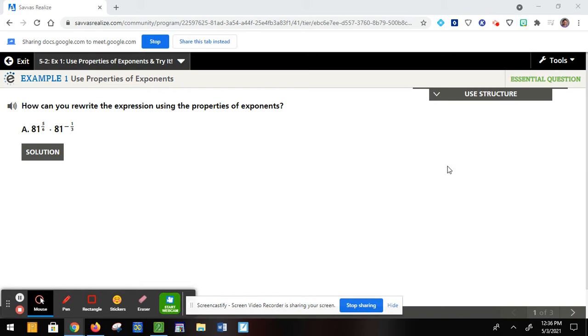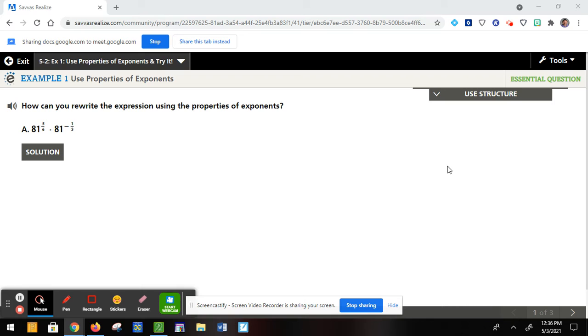All right, welcome to lesson 5.2. In this example, we're going to use some properties of exponents to solve these expressions. In this case, you have two like bases, and you're multiplying, and you've got two rational exponents. We're just going to apply a property of exponents that you learned back when exponents used to just be integers, but the property of exponents is going to work the same.